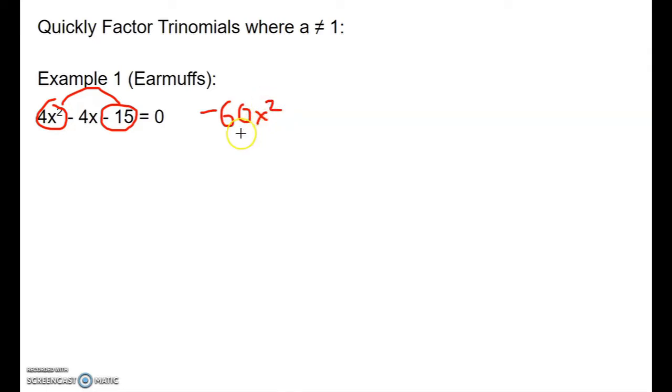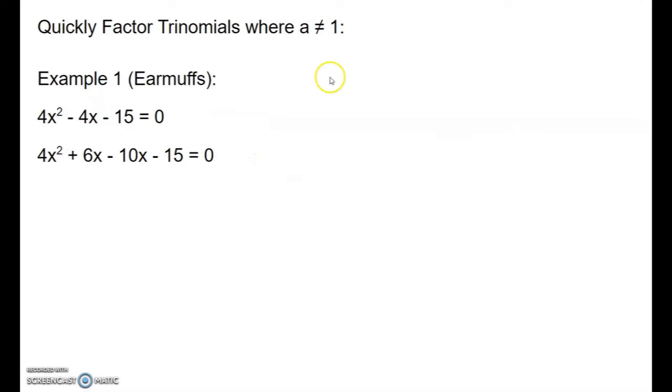And then they would see the two numbers that would multiply to negative 60x squared and add to the b term. So for this would be positive 6x and negative 10x. So what do you do with these two numbers? You take the b term and split it up into what you found. So to show that, that'll be 4x squared plus 6x minus 10x minus 15.